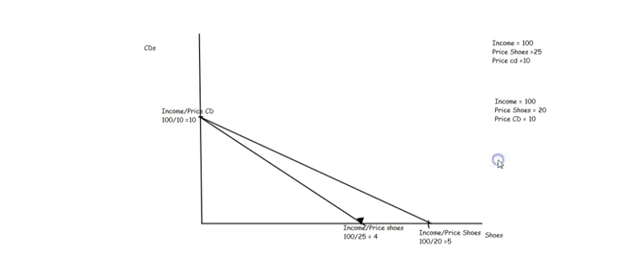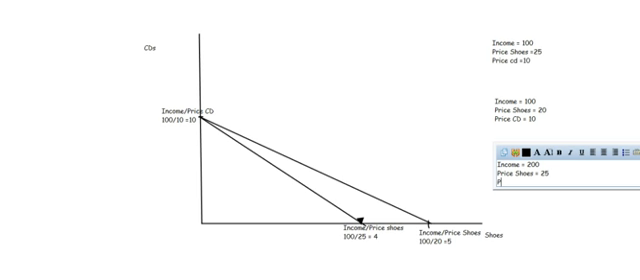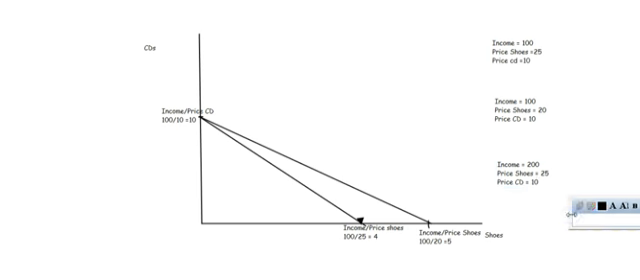What happens if our income now goes up to 200, but the price of shoes goes back to 25, and the price of CDs stays at 10? What would happen now? Well, we can't be at any of the intercept terms we've already shown because income's changed.